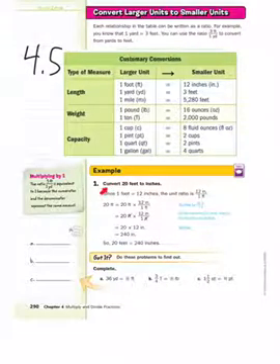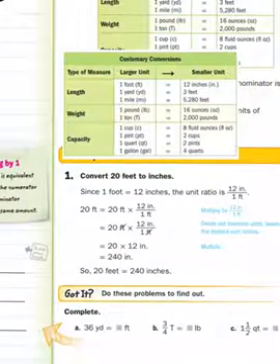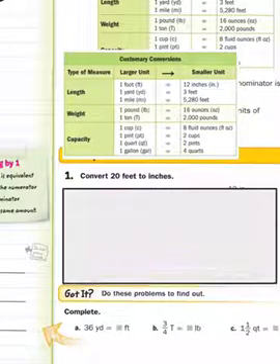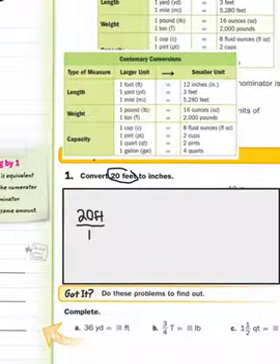So this one says convert 20 feet to inches. So I'm going to get a little workspace up here. Let me make this a little bigger. So 20 feet to inches. Here's my workspace, and I'm going to show you how to do it. So the first step is to write 20 feet as a fraction. To write any whole number as a fraction, you write it over 1. Okay, that's the first step.